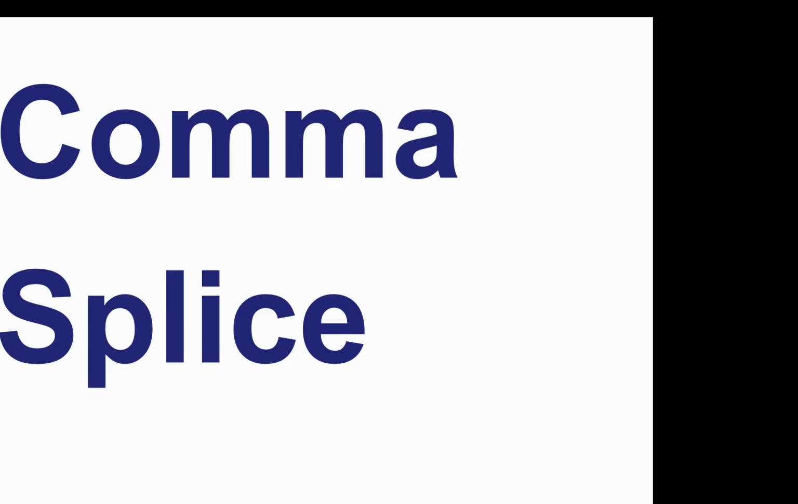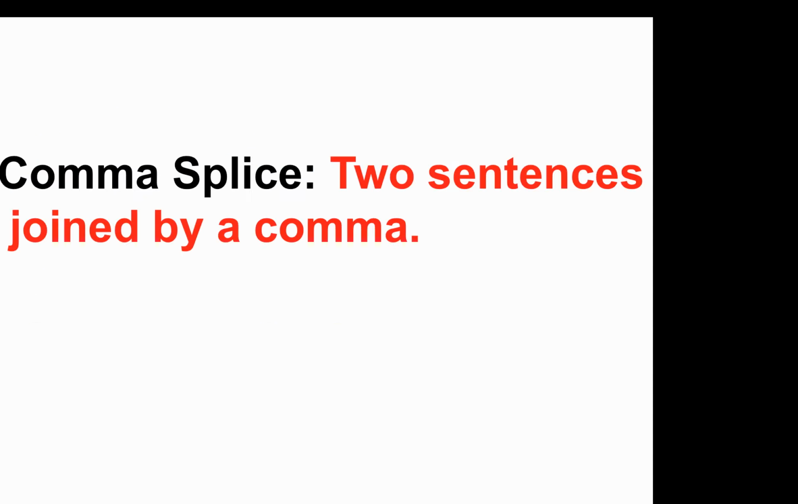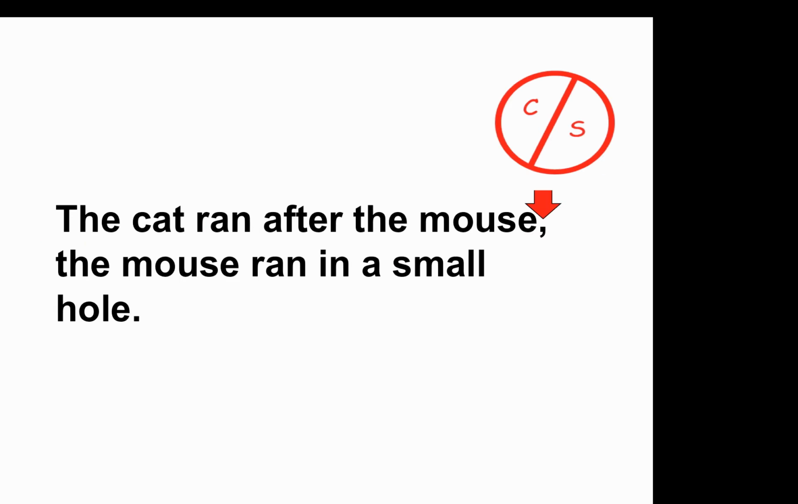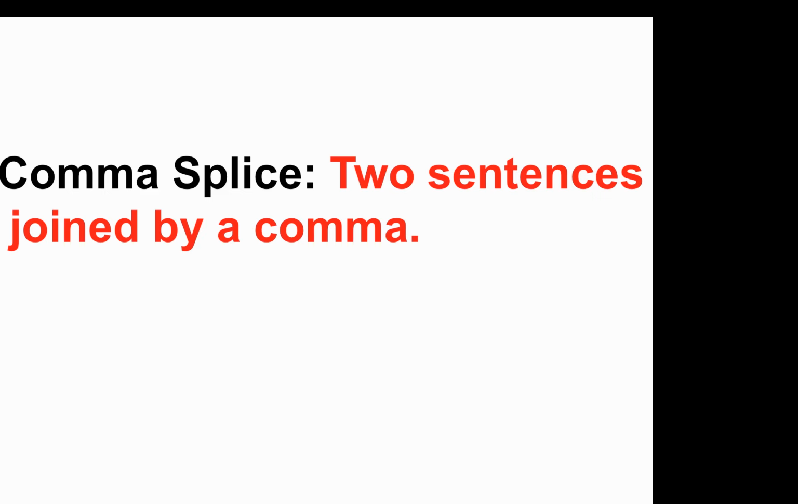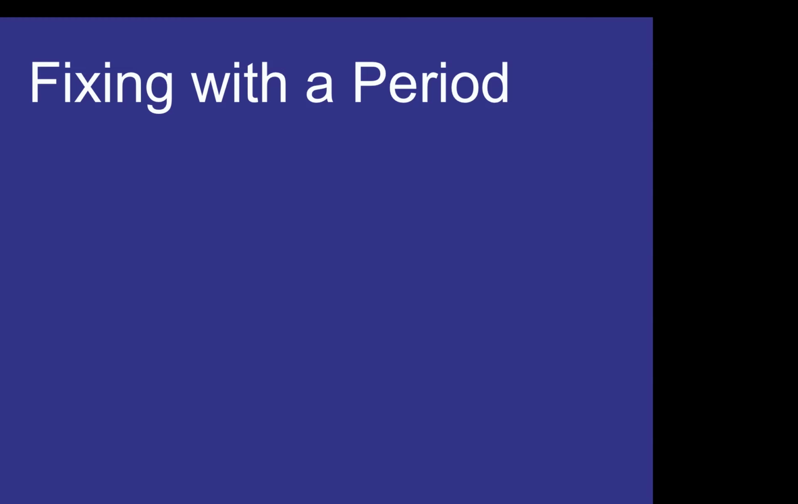Comma splice is the second type of run-on, and that is defined as two sentences joined by a comma. So here we have: the cat ran after the mouse, ran in a small hole, and our comma splice is pointed out here. If we analyze this comma splice, we see that we have, again, two independent clauses. The cat ran after the mouse, ran in a small hole. So comma splice, again, is two sentences joined by a comma.